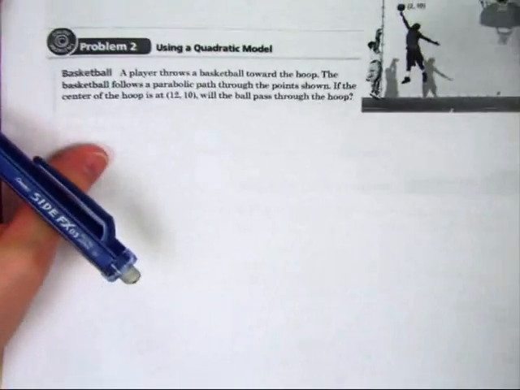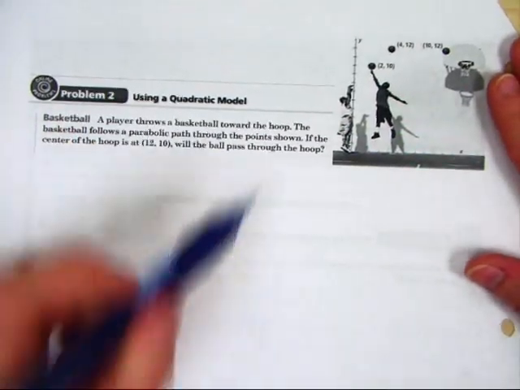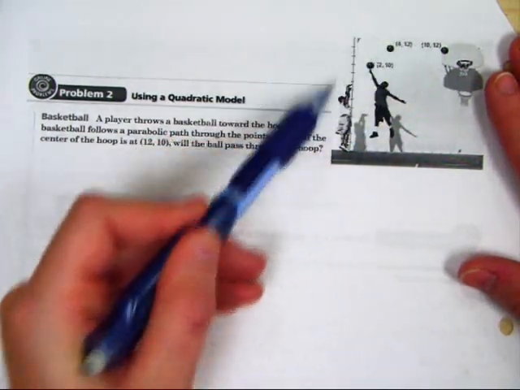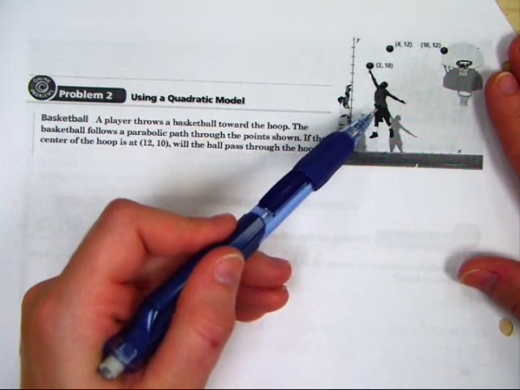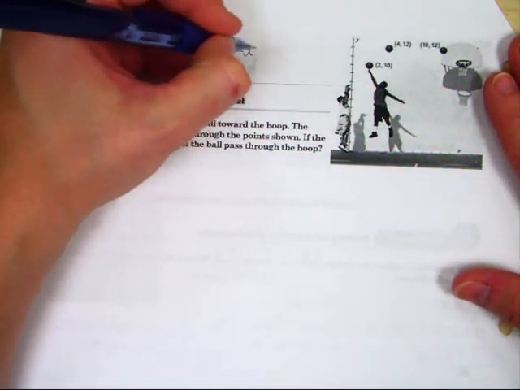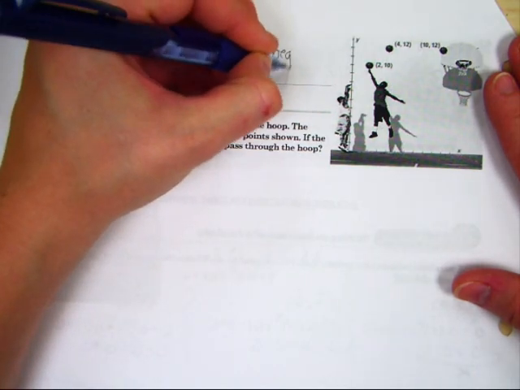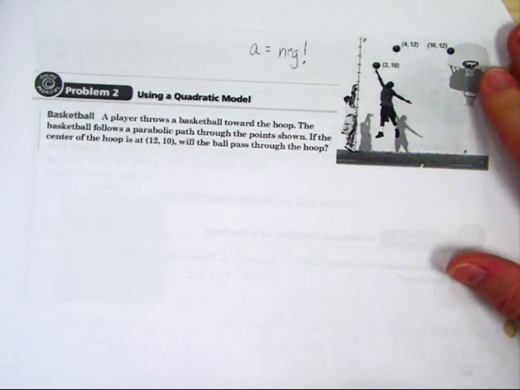I'm going to continue to move on to problem 2 in this video. Use a quadratic model. Notice we have a basketball player shooting a hoop. This is an upside down parabola. You can see the shape going upside down. That should indicate to you, since it's going upside down, a had better be negative when you solve.